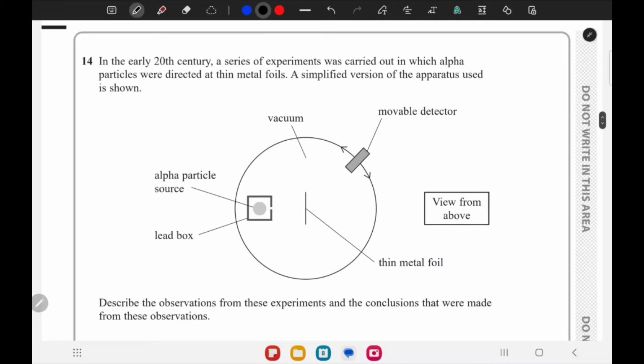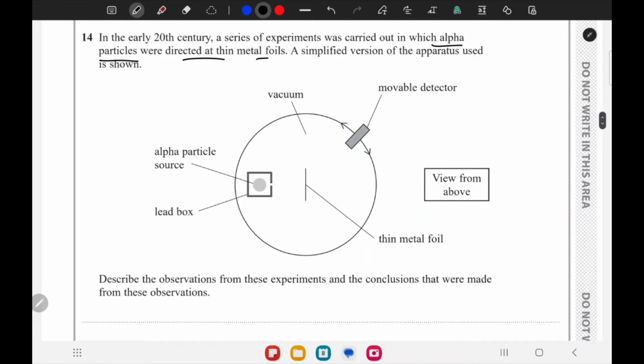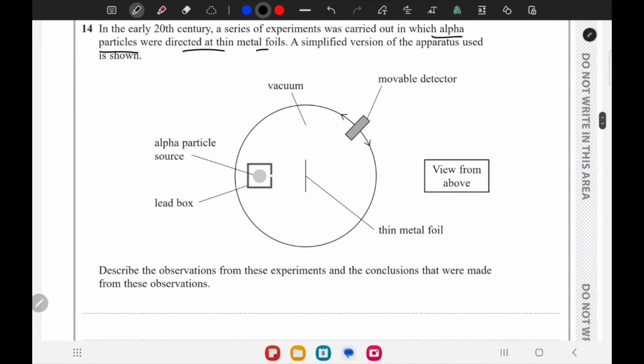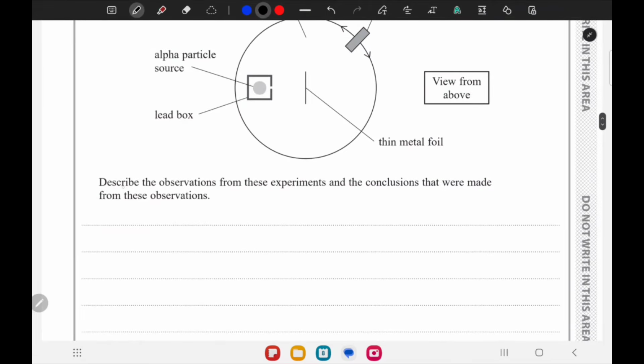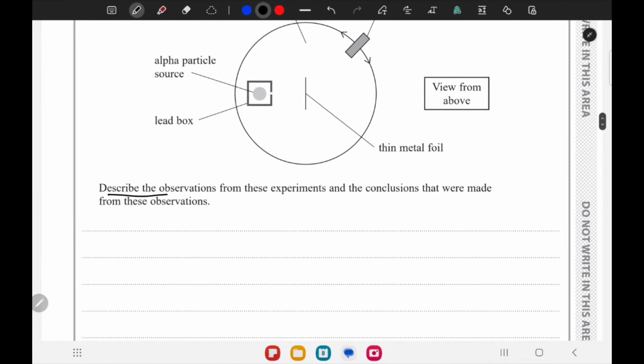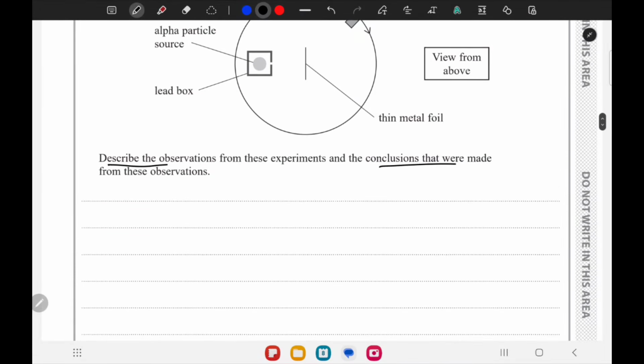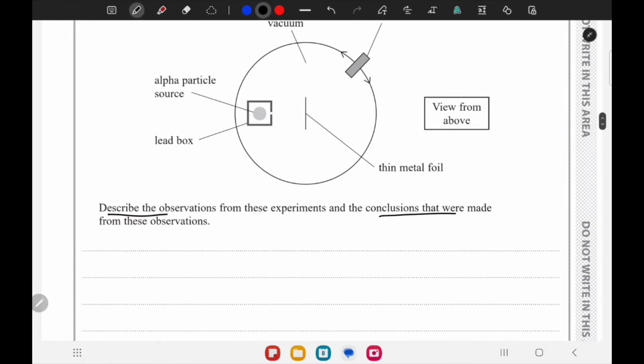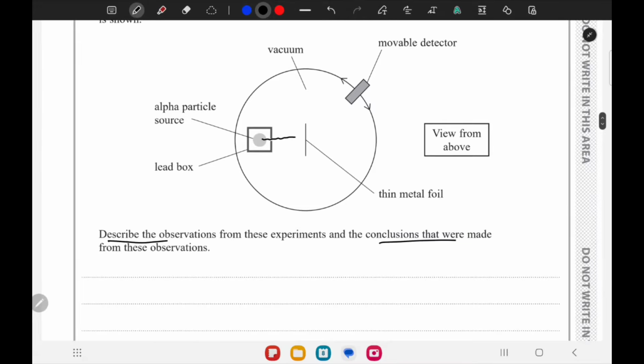Now on to question 14. We're told that alpha particles were directed at thin metal foils. This is the apparatus that was used over here. This is the top view of it. We have to describe the observations from these experiments and the conclusions that were made. So this alpha source shoots alpha particles at the thin metal foil.